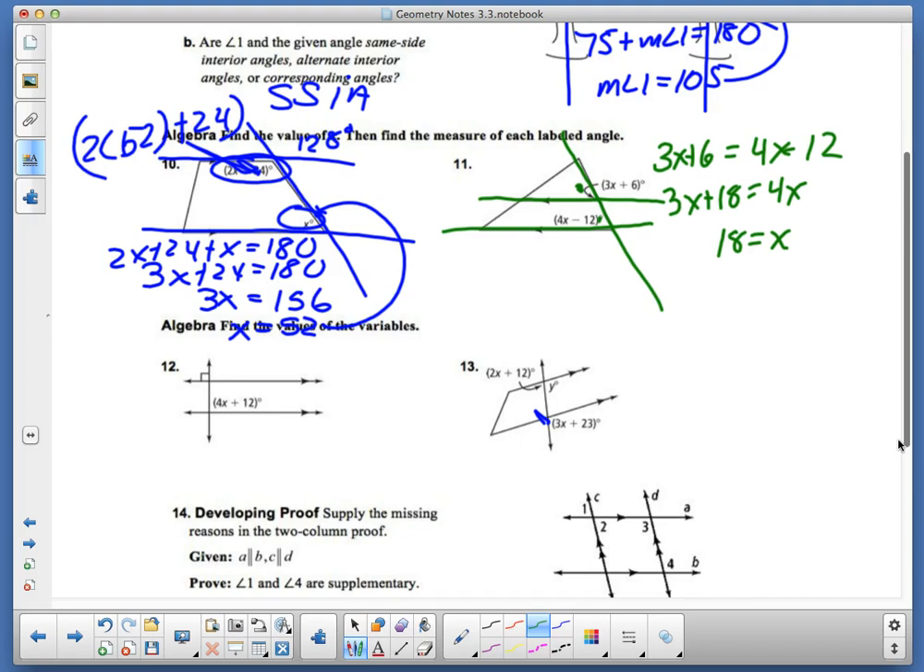Okay. 13, we got x is 29. And the value of my angles are y. The y angle is 110, and the 2x plus 12 angle is 70, and the 3x plus 23 angle is 110. So we got a couple things going on here. And as we go through, people are going to wonder about that. So shoot. Yeah, how'd you get x is 29?